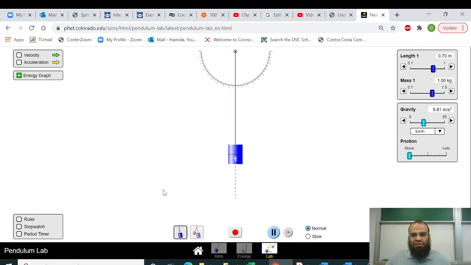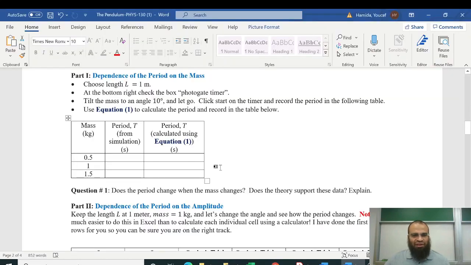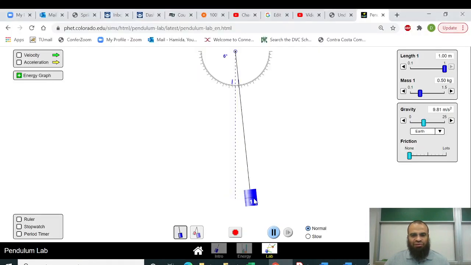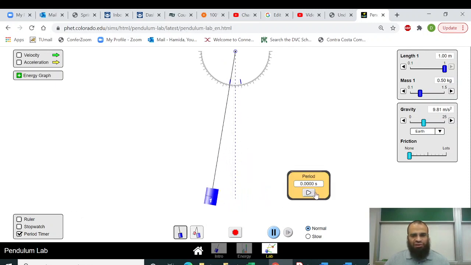In this case, let's choose the length to be 1 meter. And then the mass, I think I ask you to do 0.5, 1 kilogram. So let's do the 0.5 kilogram. I ask you to tilt it by about 10 degrees, so we tilt this by 10 degrees to, let's say, the right here. And then you will let go. Let me get the period timer. So here's the period timer.